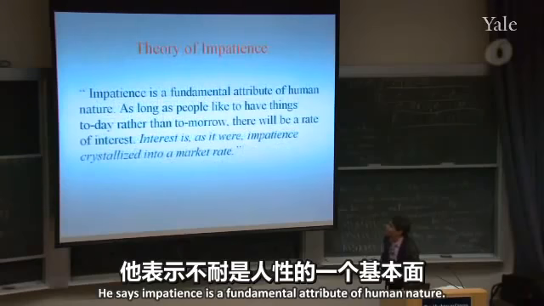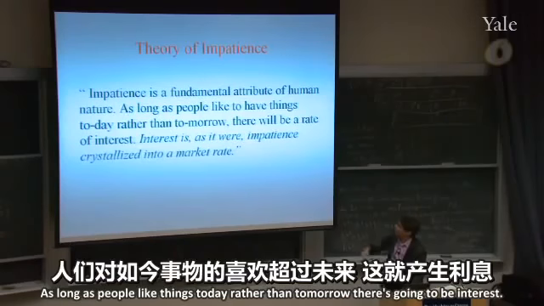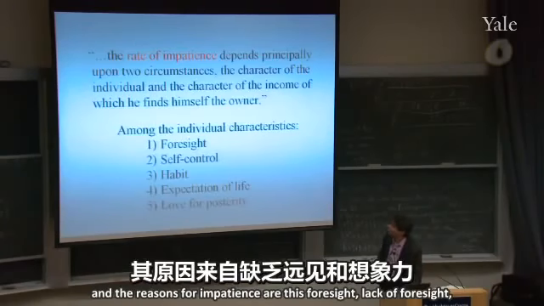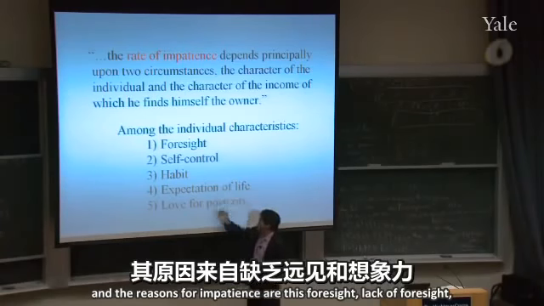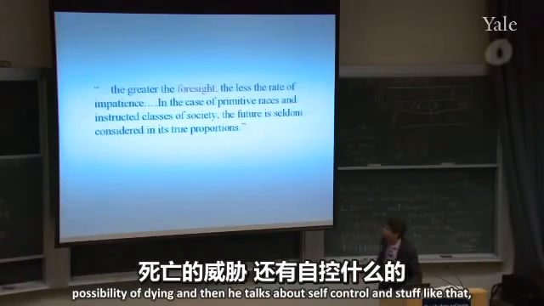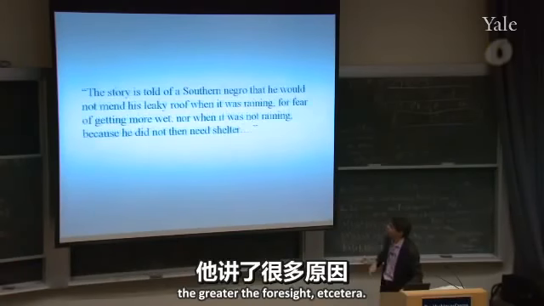But anyway, he says impatience is a fundamental attribute of human nature. As long as people like things today rather than tomorrow, there's going to be interest. So interest is, as it were, impatience crystallized into a market rate. And the reasons for impatience are foresight, lack of foresight, expectation, possibility of dying, and then he talks about self-control and stuff like that. The greater the foresight, etc.